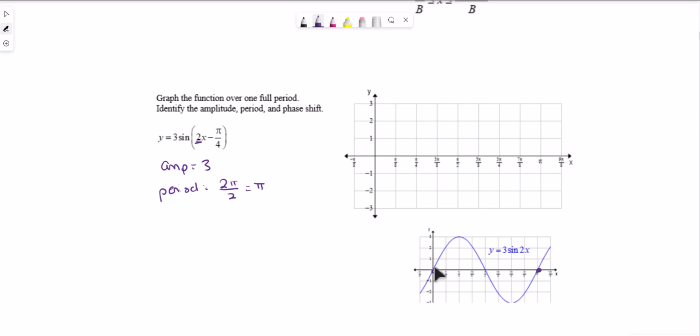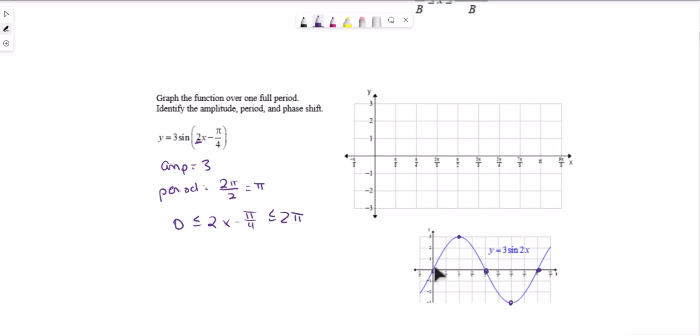So we have 0 and pi, and then at halfway it's going to be 0 again, and it's going to go up and then down. So that's just the 3 times sine of 2x. However, now we have this minus pi over 4. All right, so let's look at this. So this is going to be a phase shift.